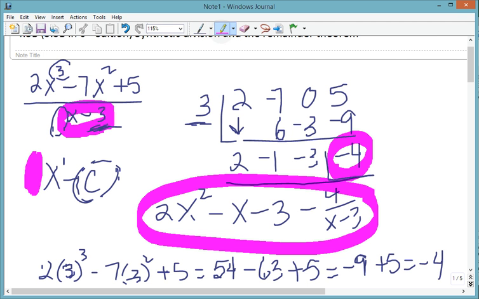So you see what happened. My answer was negative 4. The remainder was negative 4. It's going to work like that every time. That's called the remainder theorem.